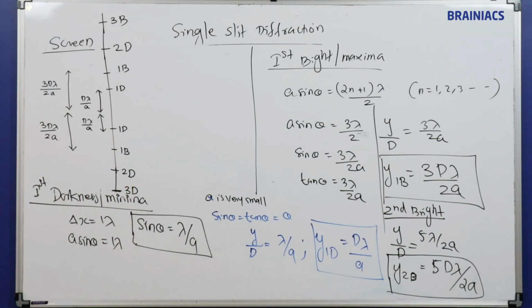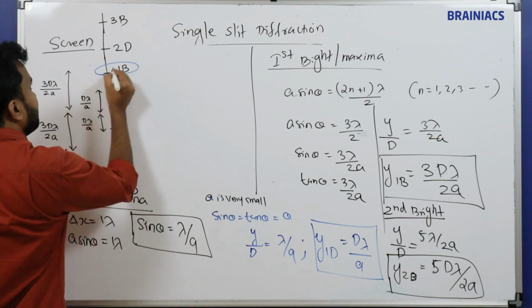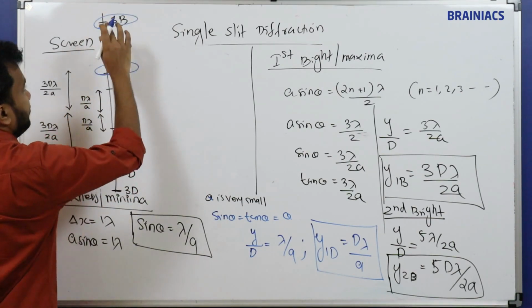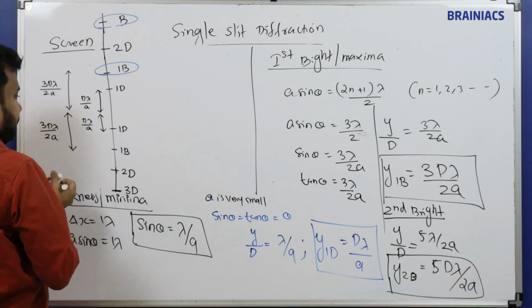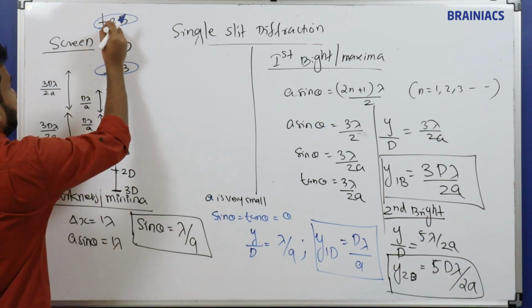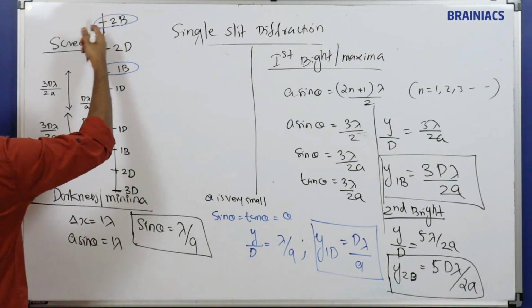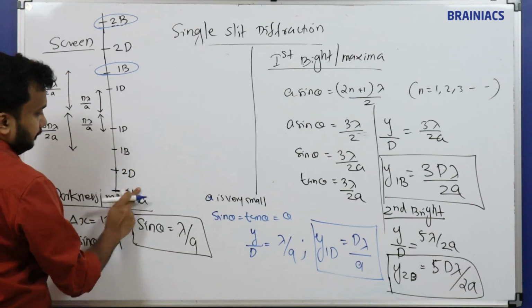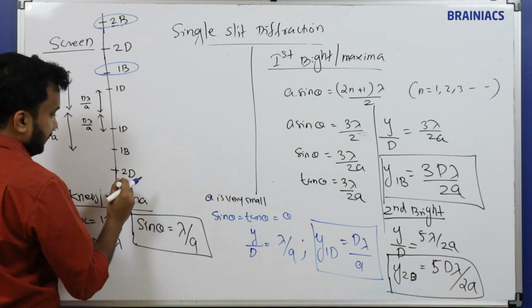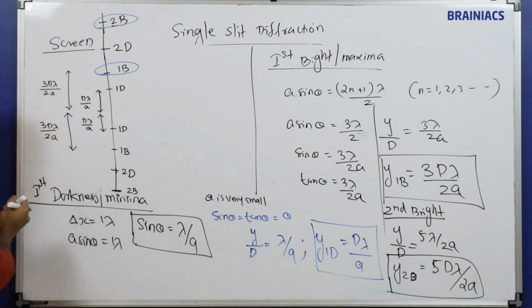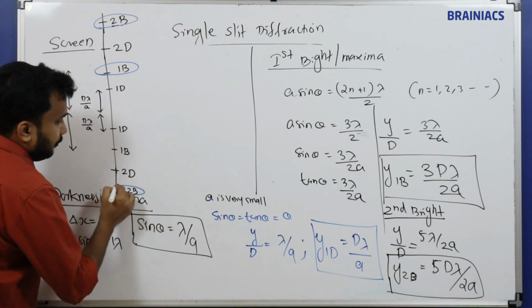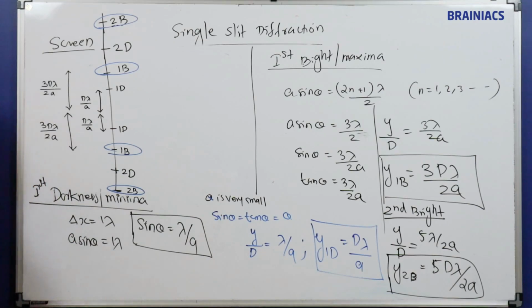So in order to understand very easily, I put the bright ones alone in a circle. So it's the first bright. This will come as the second bright, right? So first bright, and this will come as the second bright. Okay, so I put the bright ones alone in the circle just to make it easy.